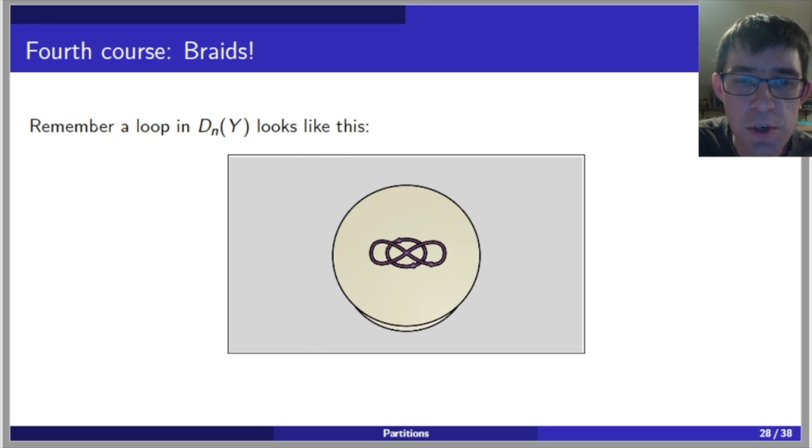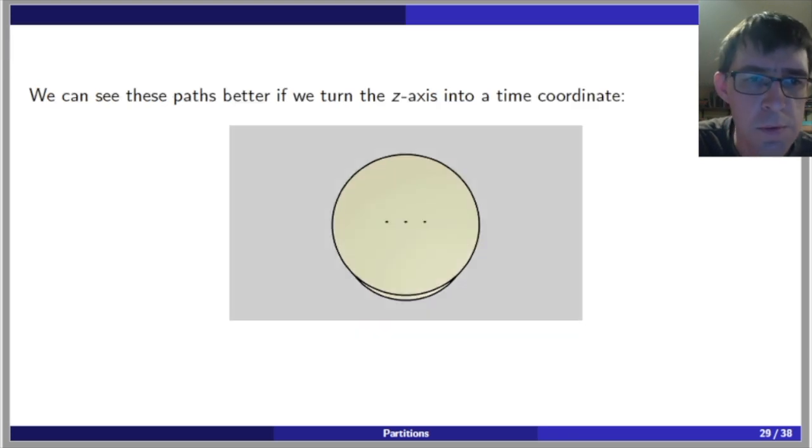Now, this picture is a little misleading. It looks like you have these different parts of the loop, and it looks like they're kind of overlapping, but actually these points are not colliding with one another, even though in the picture it looks like the loops are overlapping. Those aren't real intersections of loops with themselves.